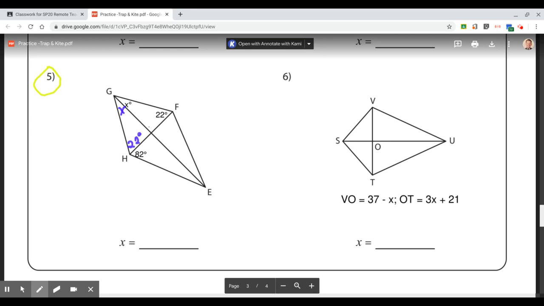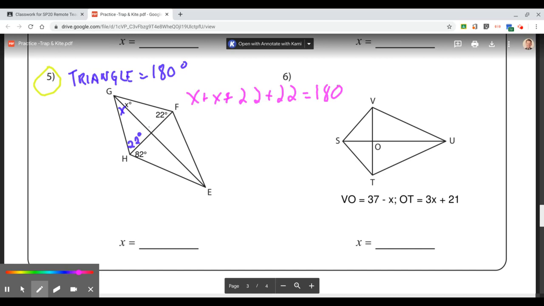All right. Well, what do the degrees of a triangle equal to? Doesn't a triangle equal 180 degrees? And we have all the angles here, so let's set this up. Now remember though, G has two angles in it. It has two x's, so let's do the setup. You're going to get x plus 22 plus 22 equals 180. Let's combine like terms. And you're going to get 2x plus 44 equals 180.